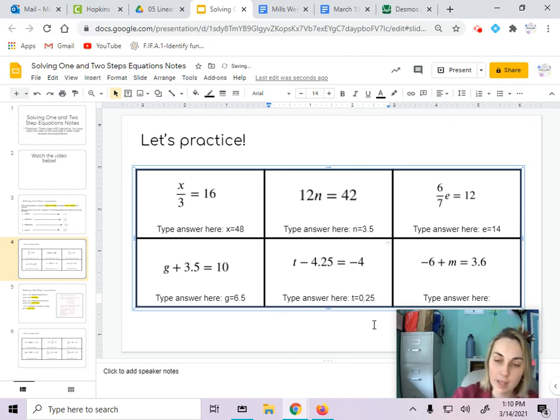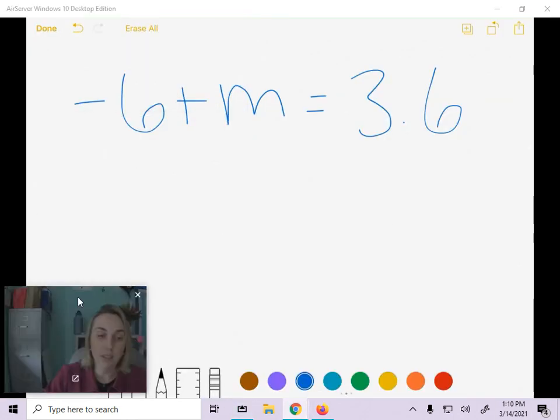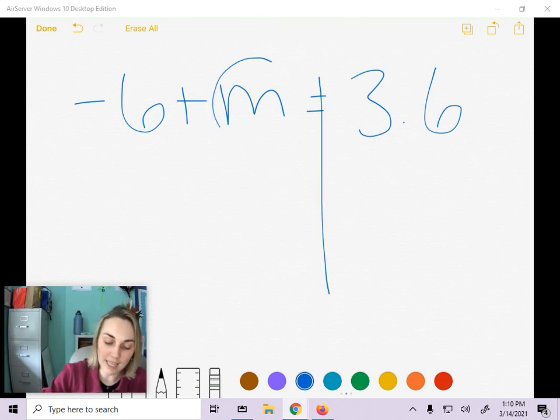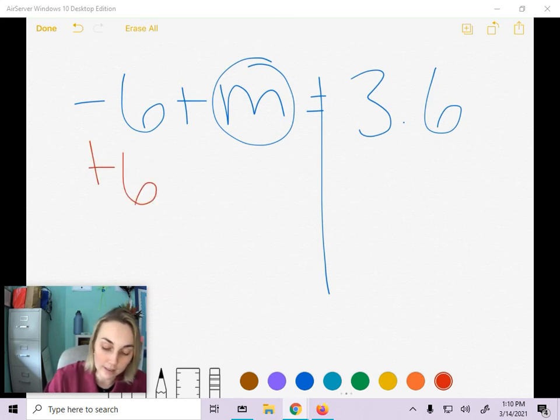All right. Now, last but certainly not least on these problems, we have -6 plus m, and that is equal to 3 and 6/10. Again, what we want to do here is put a balance beam through the equal sign, and we want to get m by itself. Well, to get m by itself, we have to do the opposite operation of -6. Well, the opposite of -6 is going to be +6.